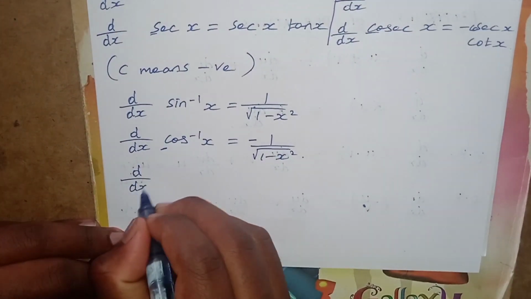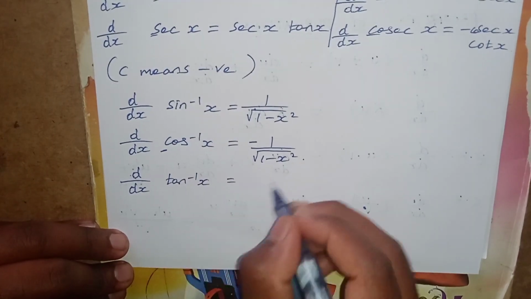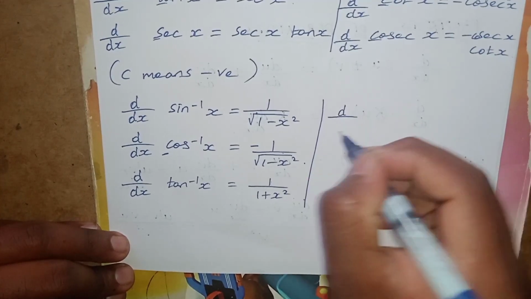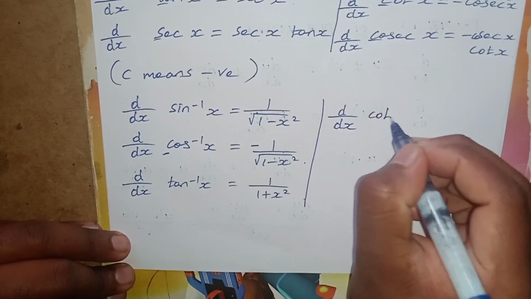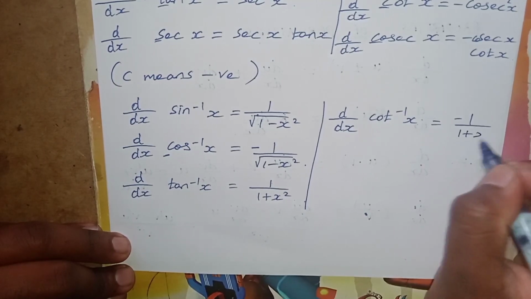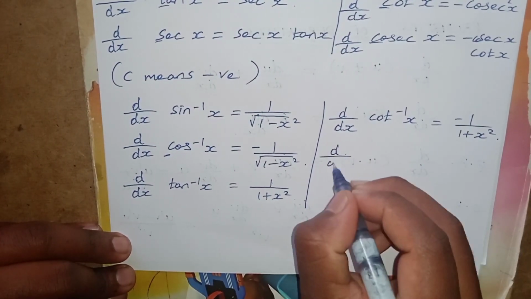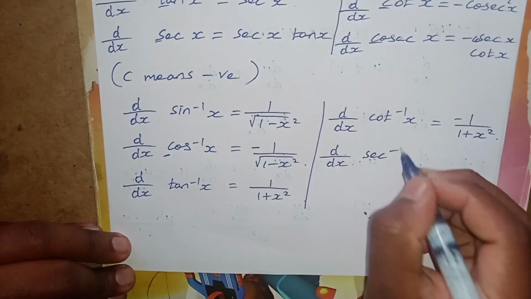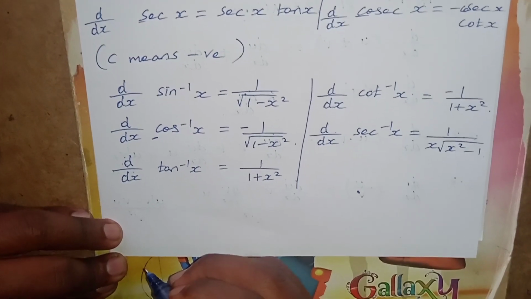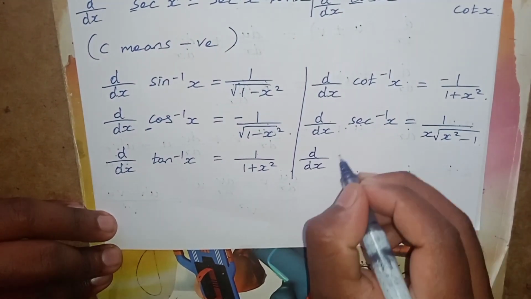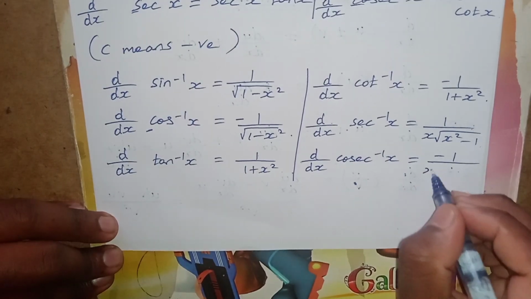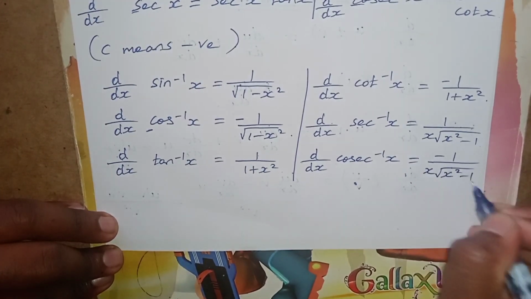Similarly, d by dx of tan inverse of x is nothing but 1 divided by 1 plus x square. Similarly, d by dx of cot inverse of x is equal to minus 1 by 1 plus x square, because my first letter is c. Next, d by dx of secant inverse of x is 1 divided by x into under root of x squared minus 1. And d by dx of cosecant inverse of x is equal to, first letter is c, therefore minus 1 divided by x into root of x squared minus 1.